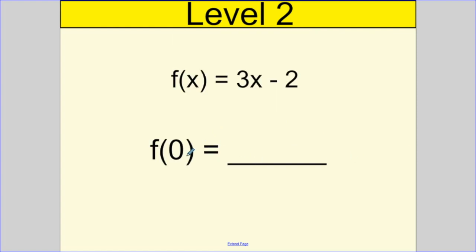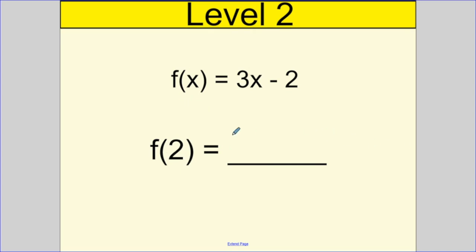Here's another example. What do we get if our input, our x value, is 0? We would replace our x's. I am not the best at writing these. Let me see. I'll just put it right above here. How about 0 there? We're going to replace the x with 0. And remember, that is being multiplied. So f of 0 equals 3 times 0 minus 2. 3 times 0 is 0. 0 minus 2 is negative 2. So our f of 0 equals negative 2.